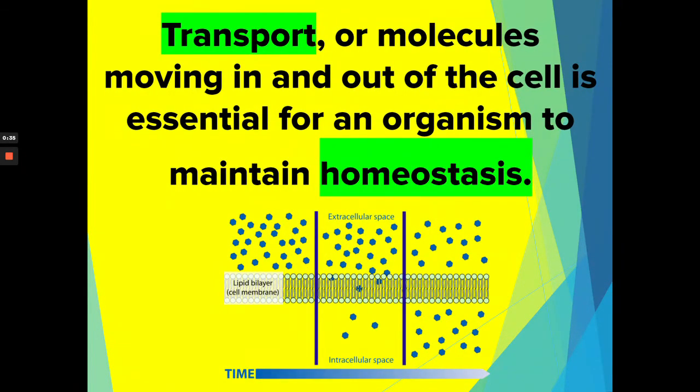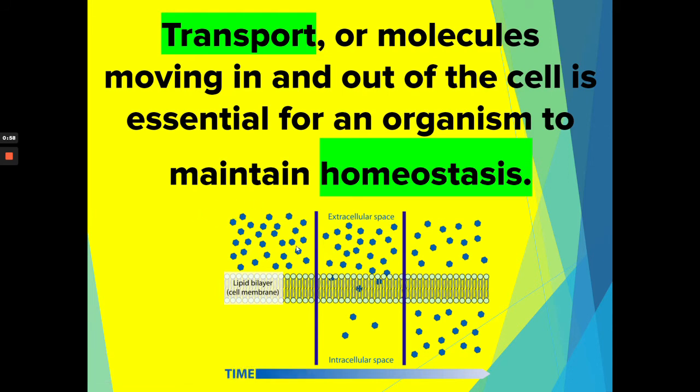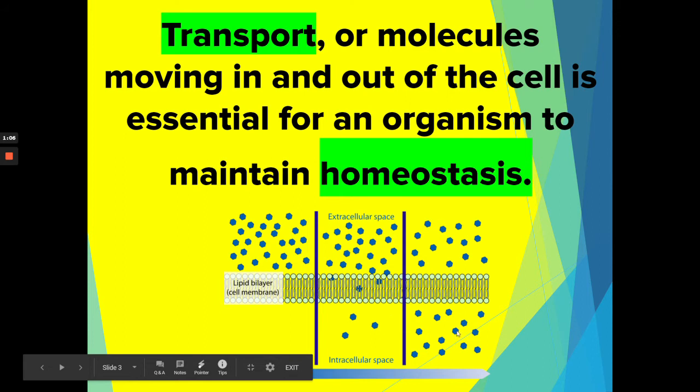So transport, or particle transport, is molecules moving in and out of a cell, which is essential to an organism maintaining homeostasis, which is a stable internal balance. Now you can see in the illustration on this slide that at the beginning, because we can see time is passing, we have all of these little molecules, all of them on one side. And then eventually we start to see them moving over until they're at a state of homeostasis, until they're at equilibrium, or we could say that they're balanced.